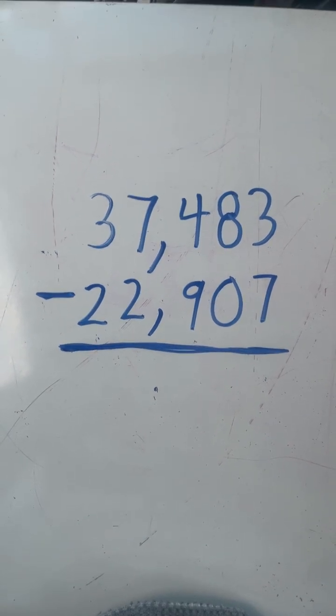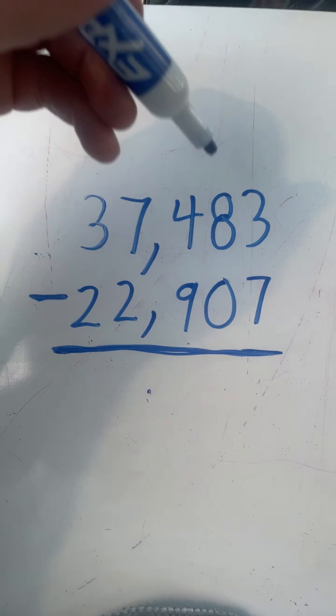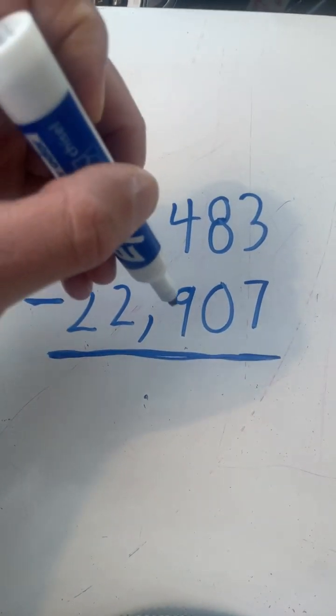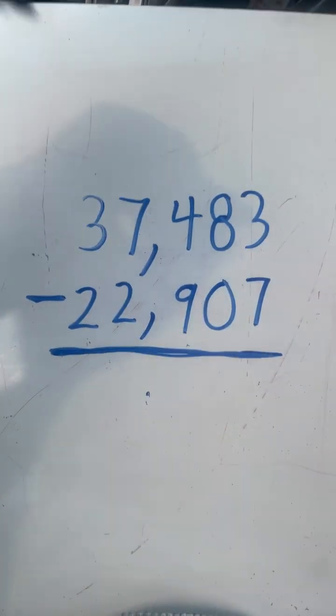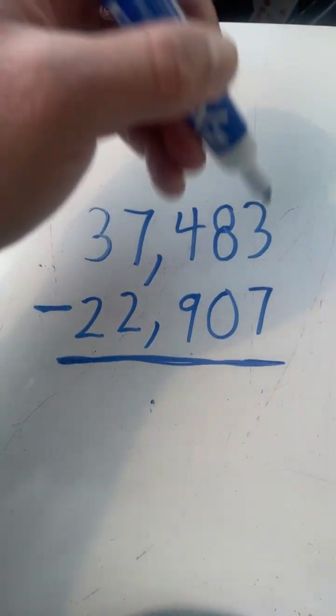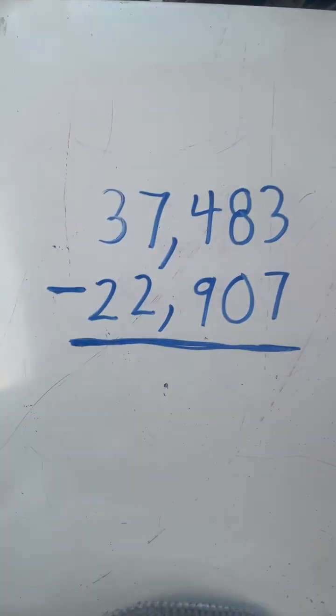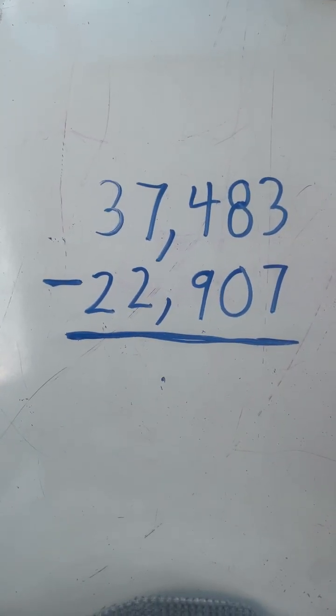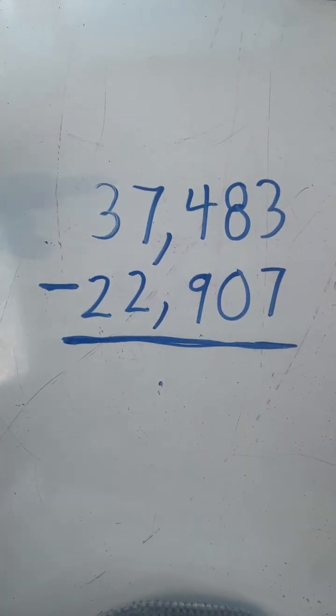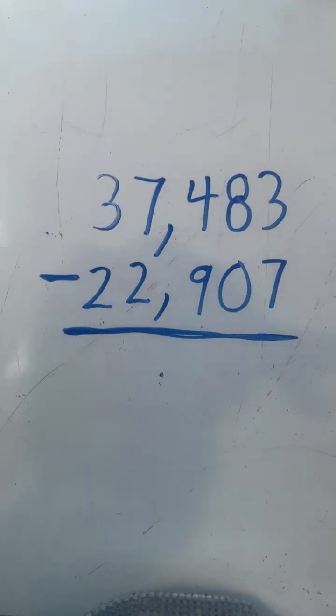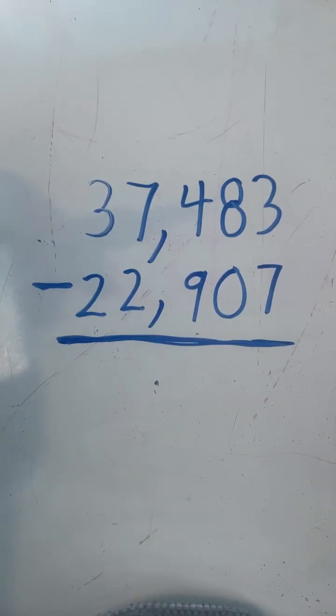So looking at this problem, we need to regroup in the hundreds place. You cannot start out with 4 and take away 9. And again, we need to regroup in the ones place. Can't start out with 7 and take away 3. It is just a coincidence that it's the same two places that we need to regroup, but here we are.